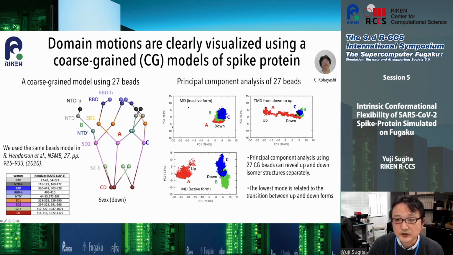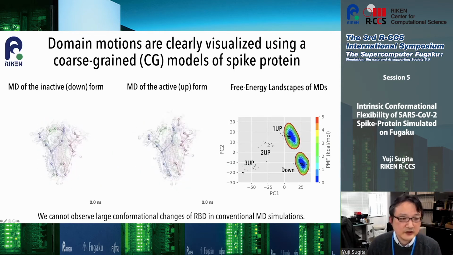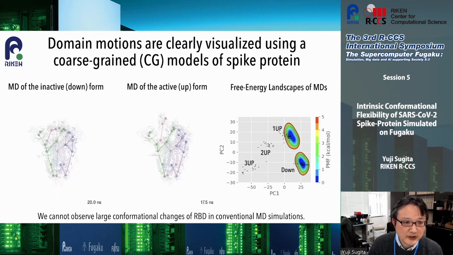beads. However, if we use these 27 beads and analyze the simulation trajectory using principal component analysis, we can nicely visualize this down conformation and also the up conformation, and also the transition simulation using targeted MD from down to up. So we consider this a nice representation to see conformational dynamics. Now I'd like to show the movies using this coarse-grained model.